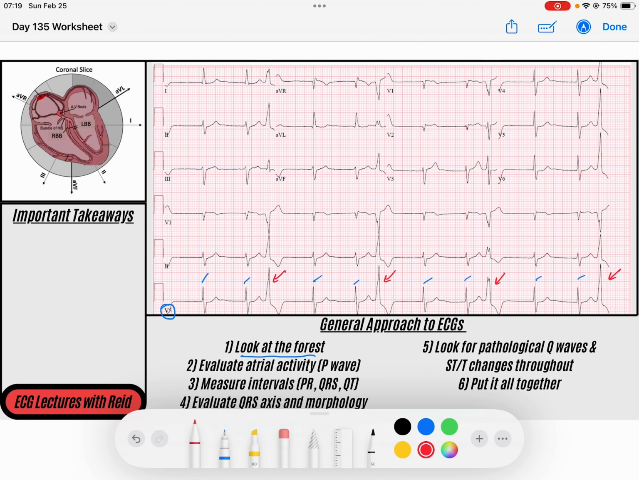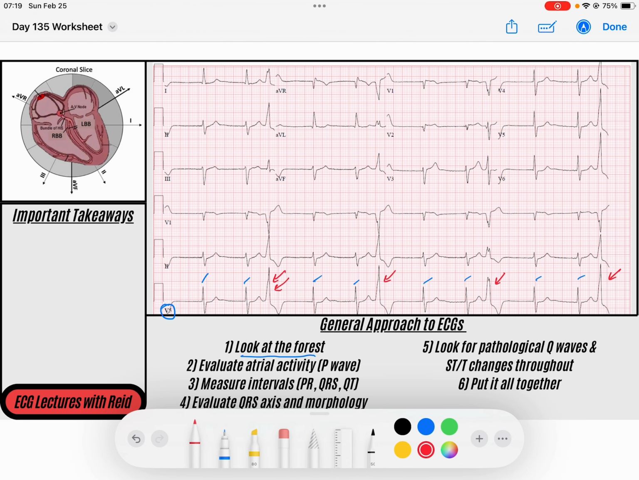We can try to work through what is causing these patterns. We know those wide complex beats are early, so these are premature beats, right? So there are either premature ventricular, atrial, or junctional contractions. But before we jump into that, we need to figure out, what is the behavior of our normal beats, the normal rhythm?